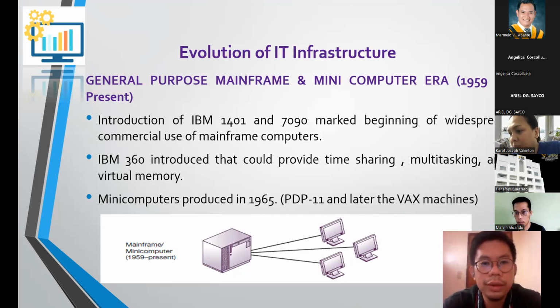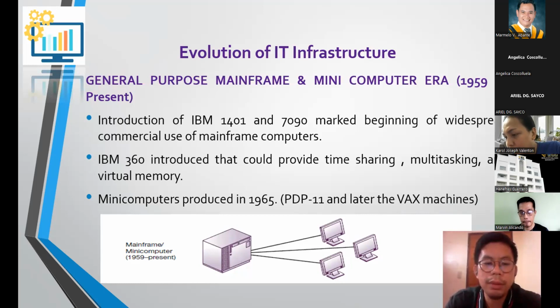evolution. So the first evolution, which ran from 1959 up to the present, and is still used today, is the general purpose mainframe and minicomputer era. In this era, the mainframe computer was dominated by IBM with the introduction of the IBM 360 series, which has the capability to provide time sharing, multitasking, and virtual memory in more advanced models. So this mainframe computer is considered the first commercial computer with a powerful operating system.